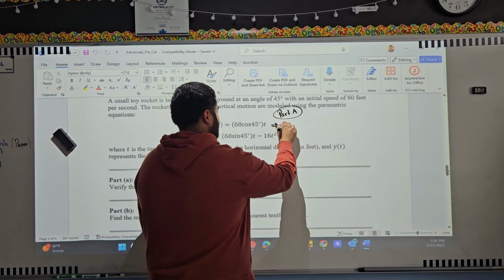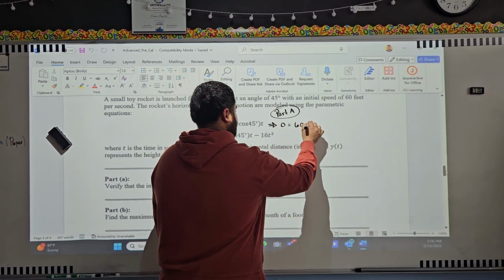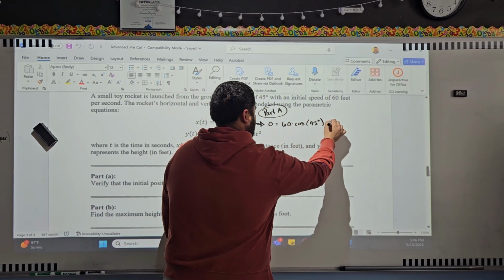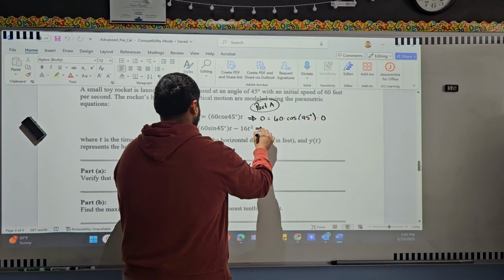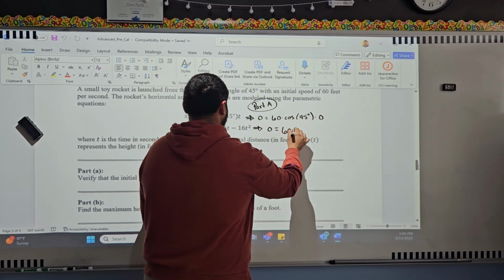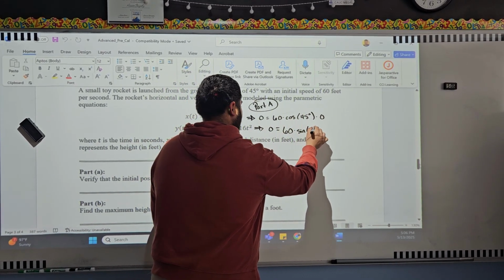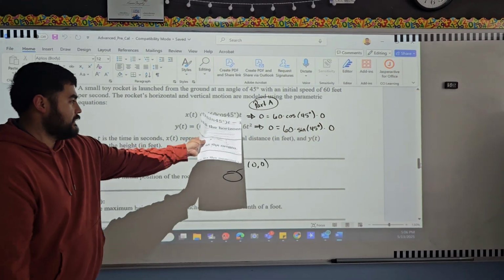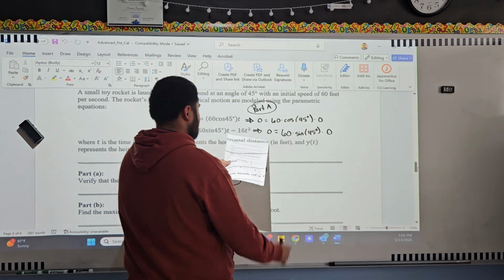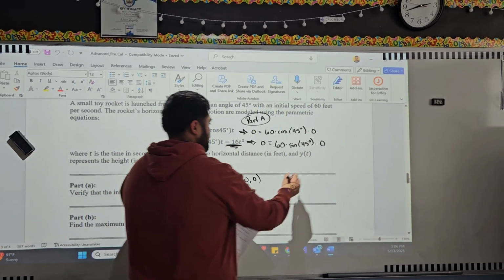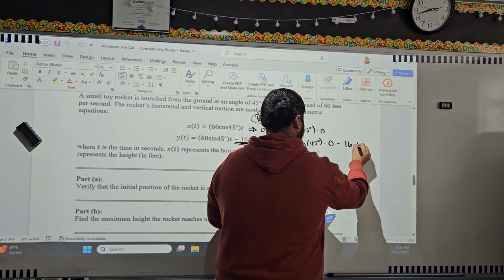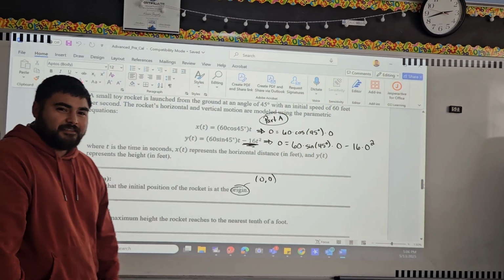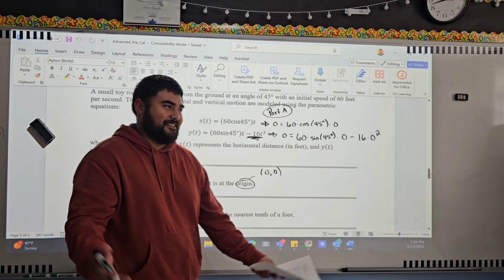So literally you're gonna have 0 equals 60 times cosine 45 degrees times 0. And you're also gonna have 0 equals 60 times sine 45 degrees times 0. Did I plug in 0 for t? 0 t here. Also, look, I forgot this section right here. So minus 16 times 0 squared. That is literally all you have to do. Okay, let's get it.